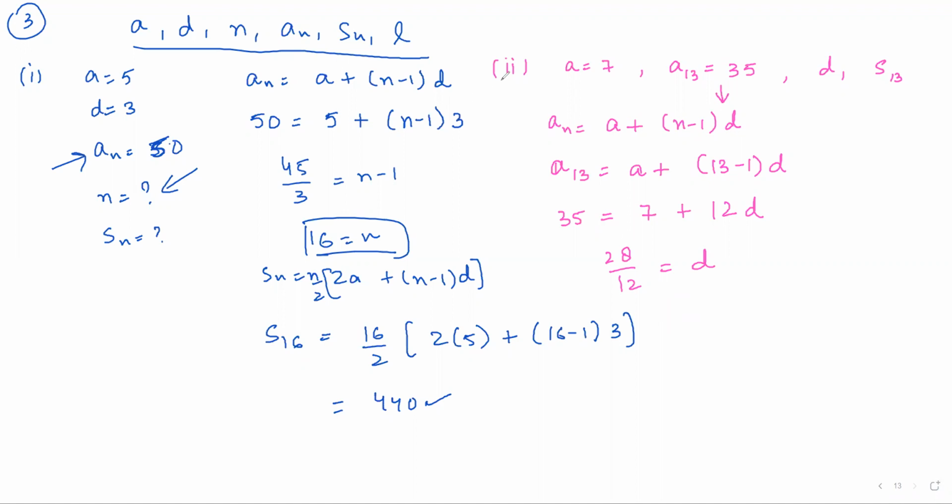Okay, so 28 by 12 is how much, Harsha, if you reduce it to simplest form? So divide by 2 first of all. So 14 by 6, right? 7 by 3. 7 by 3 is my D. So you have got your D. Ultimately, you have to find S13. Now you can find it by using the formula. So S13 means your N is 13. That N you know, D you know, A you know, put everything in and find S13.